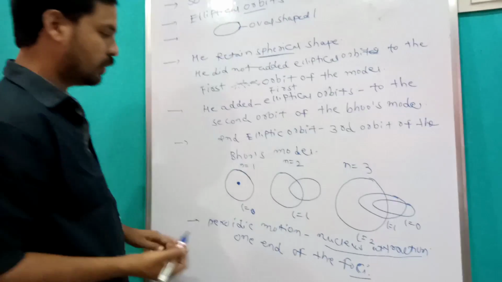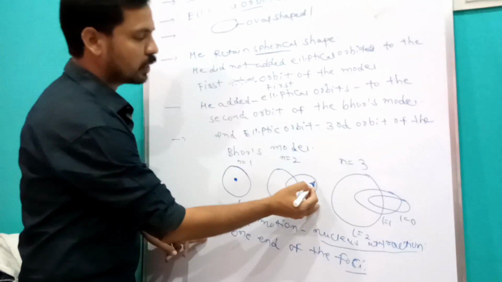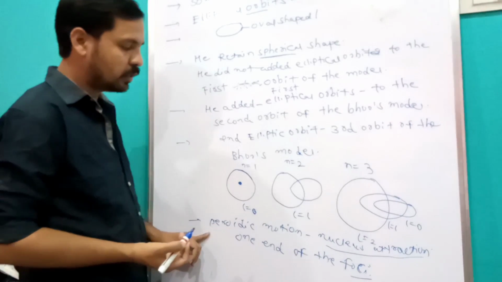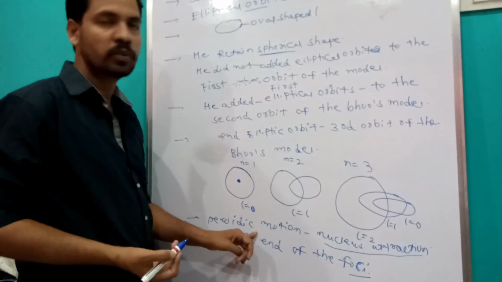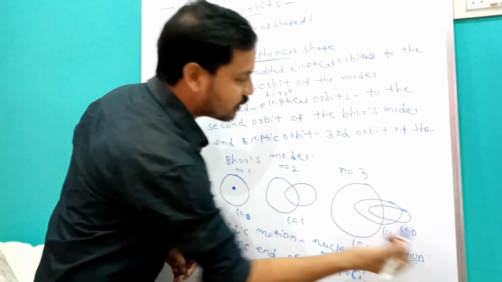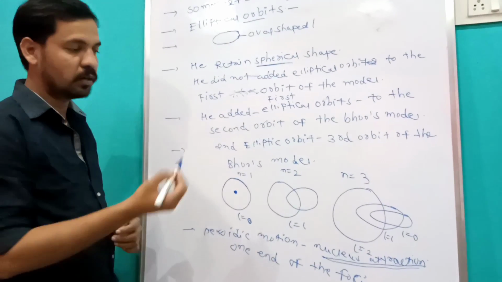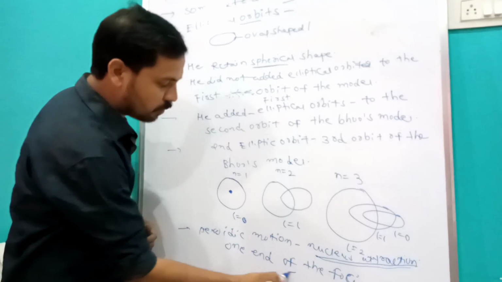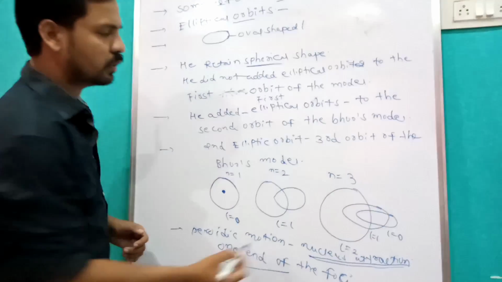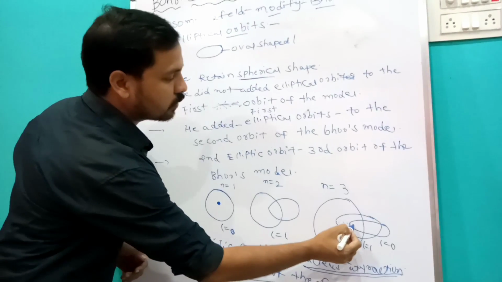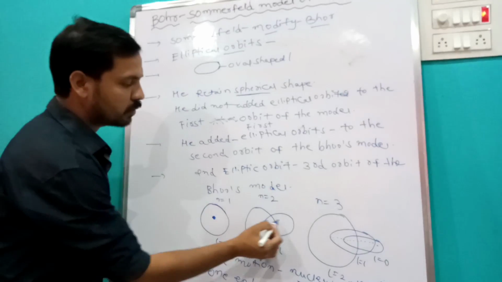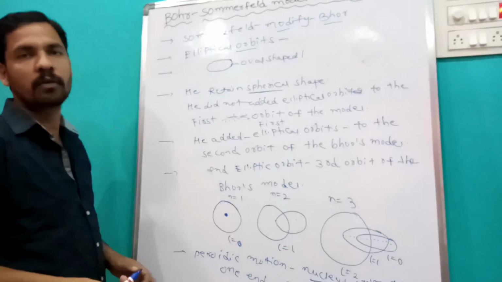So how are these elliptical orbits produced? They are produced in the periodic motion, and that periodic motion is influenced by the nucleus attraction force. The nuclear attraction force is produced at one end of the foci. So this is the foci direction, and this is the generation of the elliptic orbits.